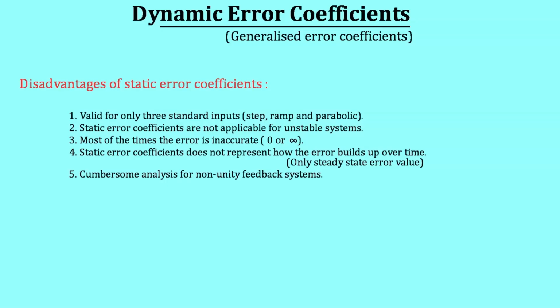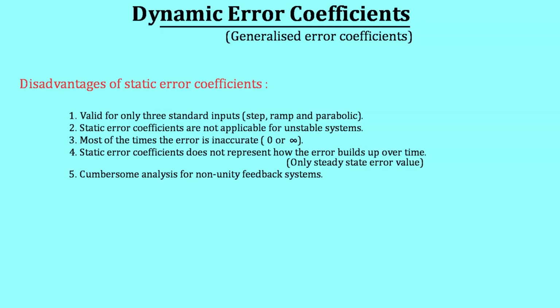When we try to find the steady state error by using static error coefficients, most of the times the error comes inaccurate. Most of the times, the error comes out to be 0 or infinity. Static error coefficients do not represent how the error builds up over time. This is a major drawback of static error coefficients, that it simply tells us the final error value when time tends to infinity, which is steady state error. Otherwise, it does not show or represent how the error builds up over time.